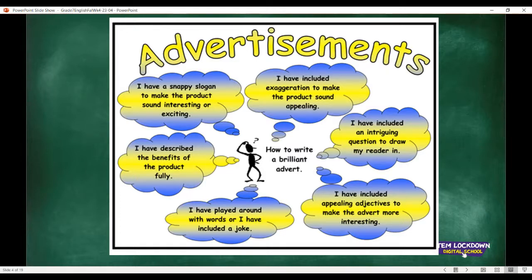All right, another idea. I have included exaggeration to make the product sound appealing. So I've really exaggerated. I've really been creative in my use of adjectives. "I've loved it, it is super duper good." In other words, it is like really, really good. But I don't have evidence to back that up. But I'm going to advertise that because I want you to take notice of my product or my advert or my service or whatever I'm selling.